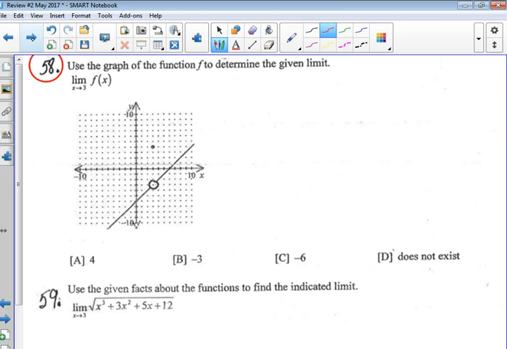What is the limit at 3, guys? As x approaches 3, the limit is, okay, the y value that it's approaching from both sides here is -3. Everybody okay?